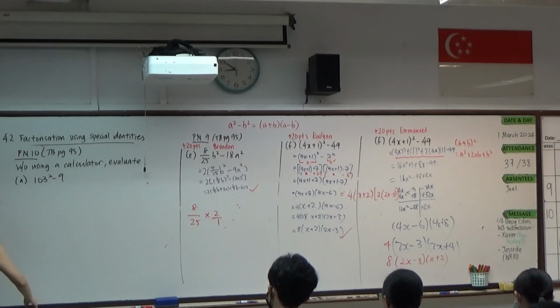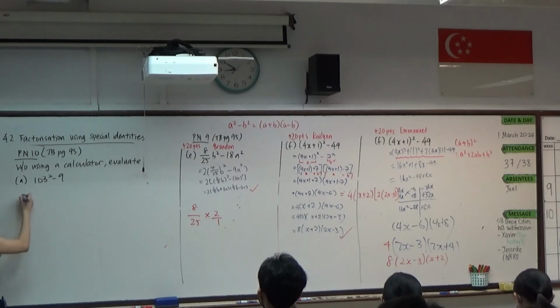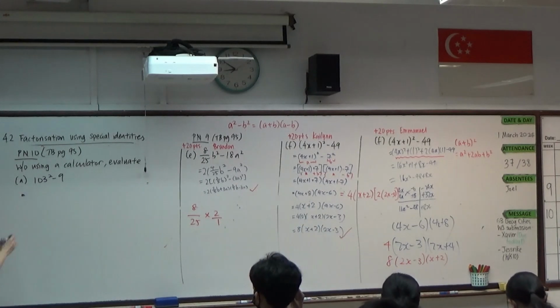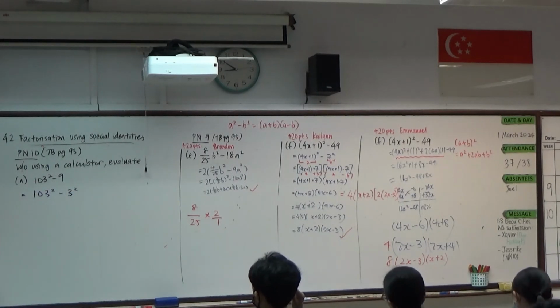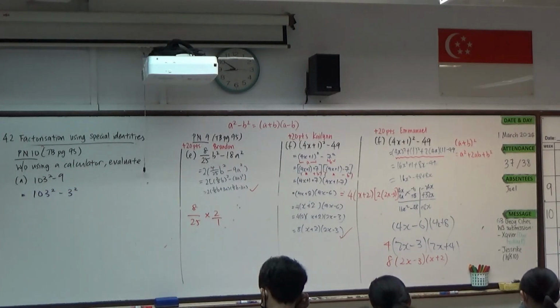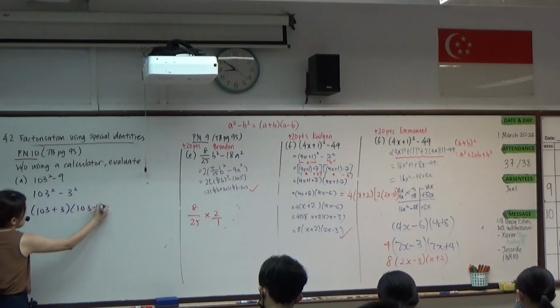square minus 9. Okay? So how can we evaluate this without using a calculator? We observe that 9 is a perfect square of 3. So we can write it as 103 square minus 3 square. And that will give us 103 plus 3 and 103 minus 3.